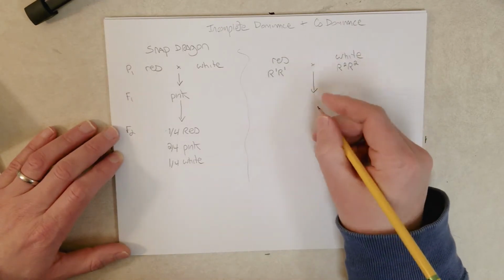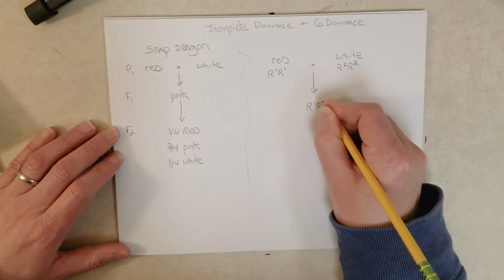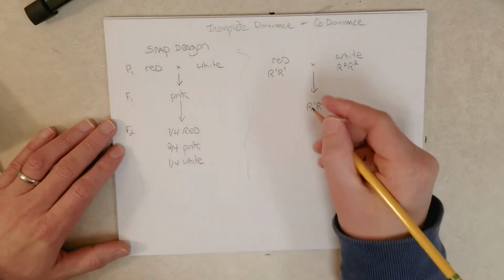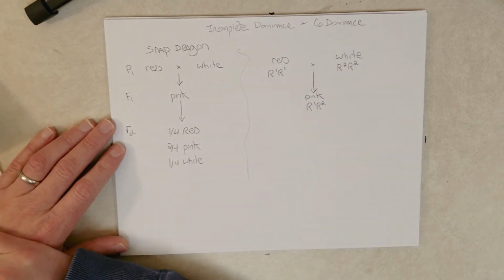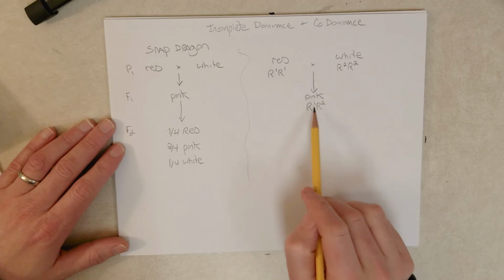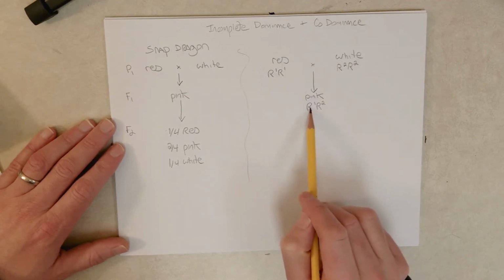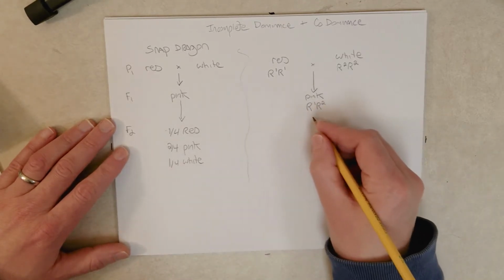Now, when we cross these, all of the offspring have one R1 allele from the red parent, one R2 allele from the white parent, and they are all pink. So the heterozygous genotype leads to the pink phenotype.